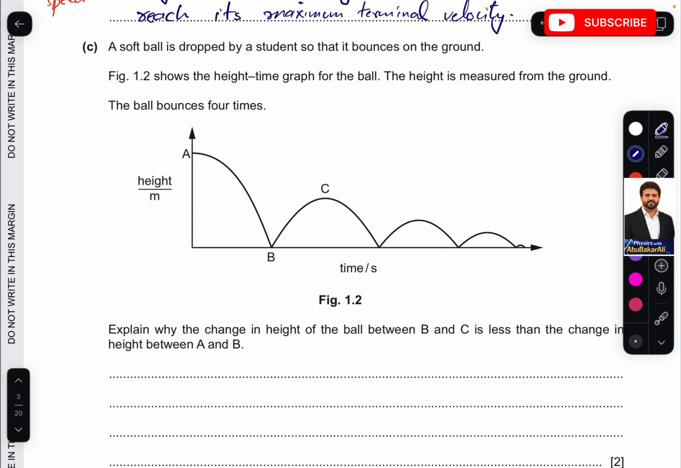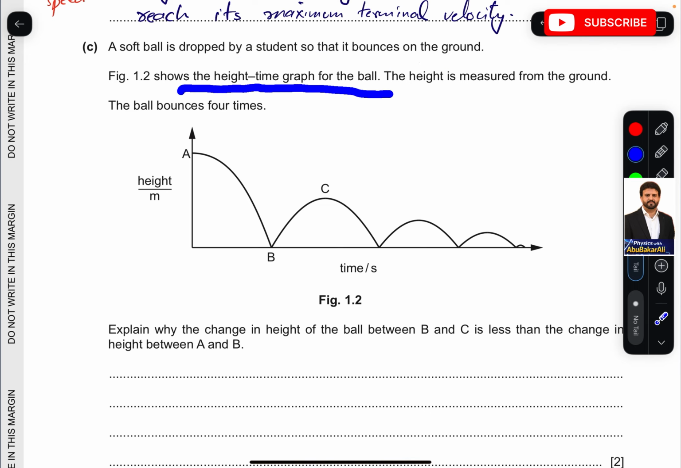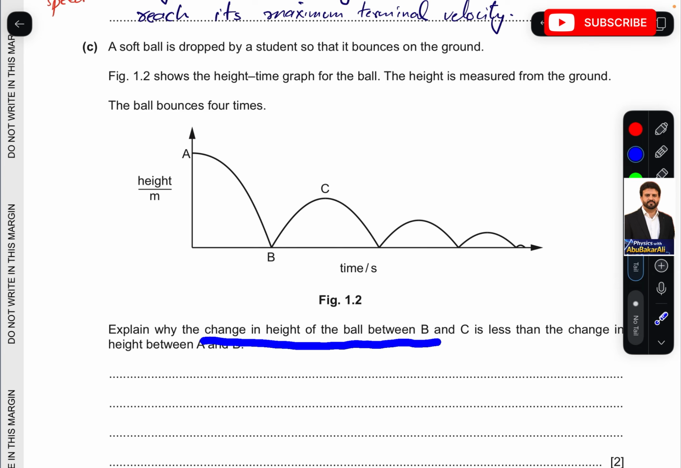In the next part, a soft ball is dropped by students so that it bounces on the ground. It shows the height-time graph for the ball. The height is measured from the ground. The ball bounces 4 times. Okay, there is a height, there is a time. Explain why the change in height of the ball between B and C is less than the change between A and B. If you see, between A and B the height is that much. But between B and C, the ball is not gaining the same height. You have to explain this scenario.